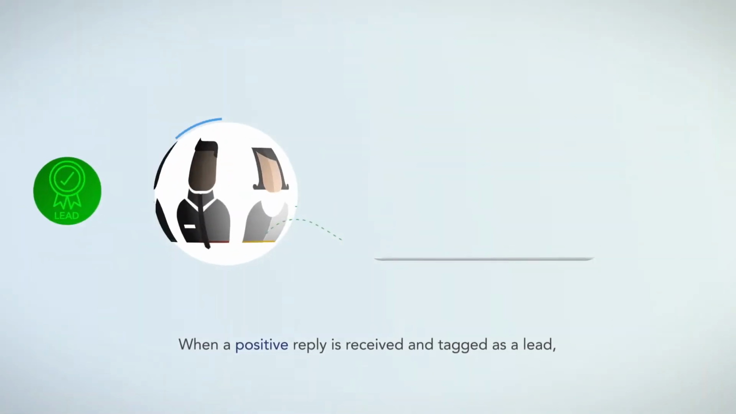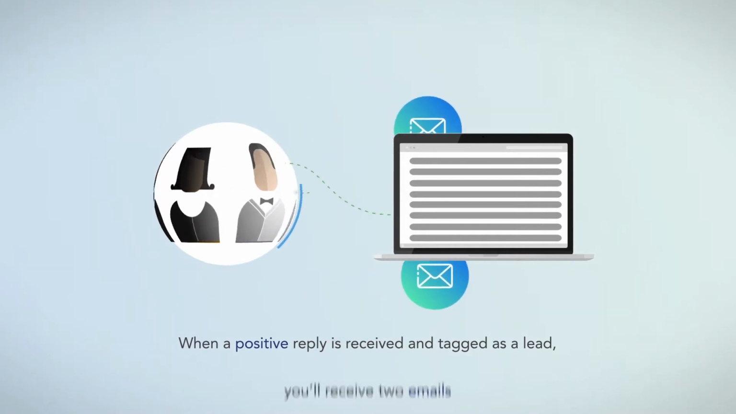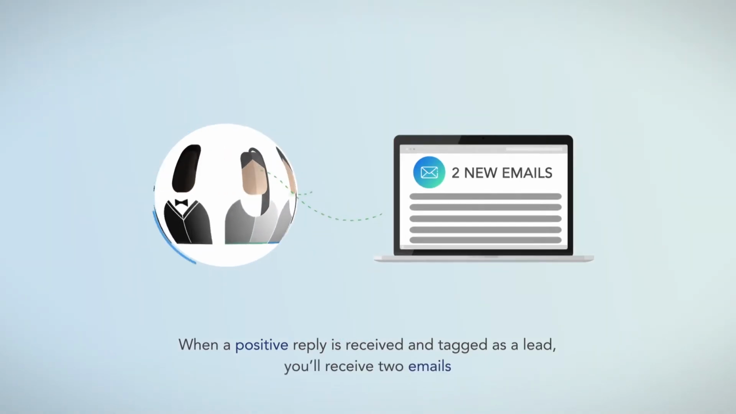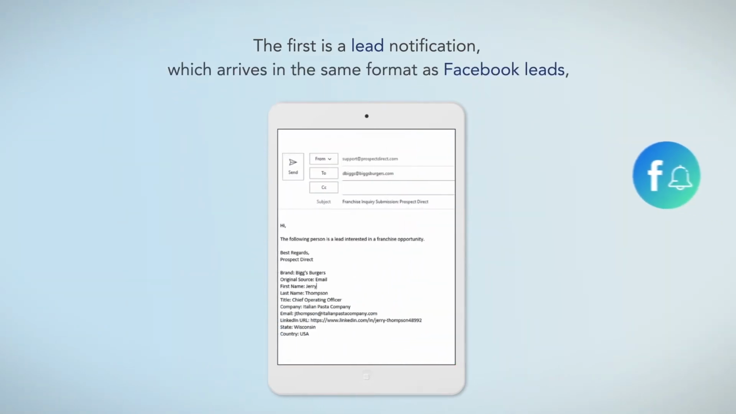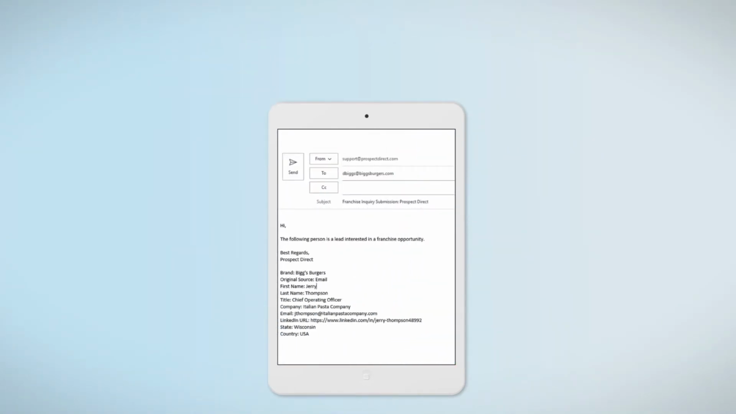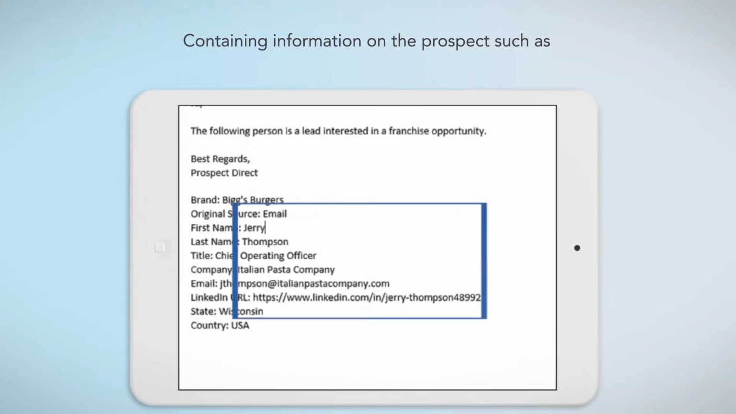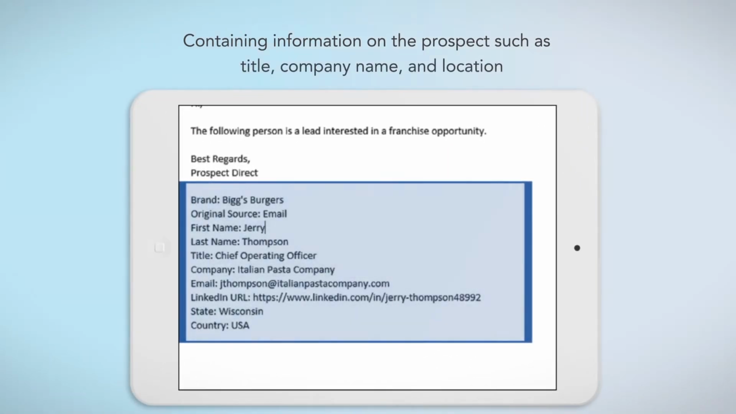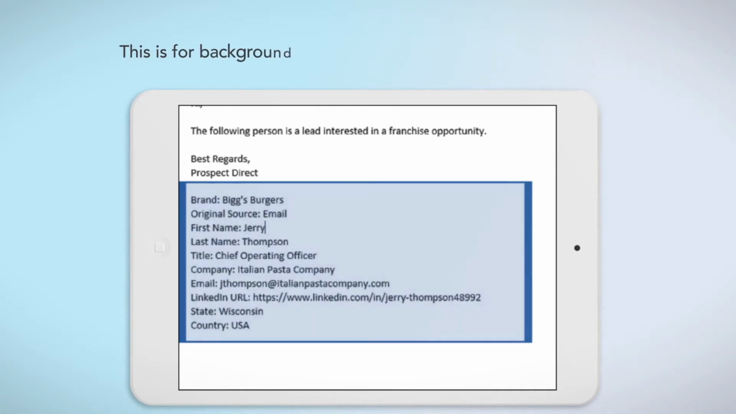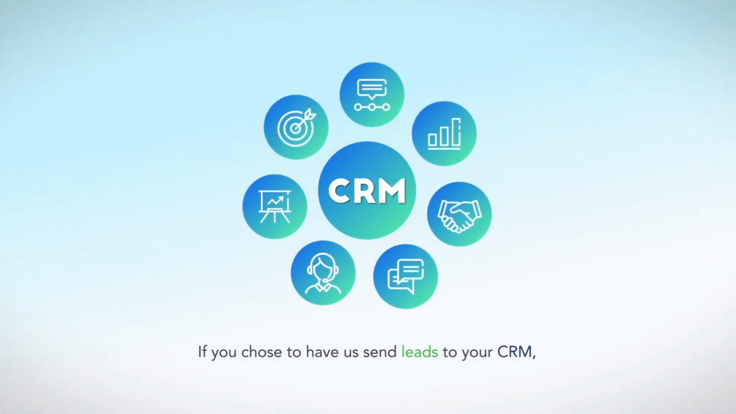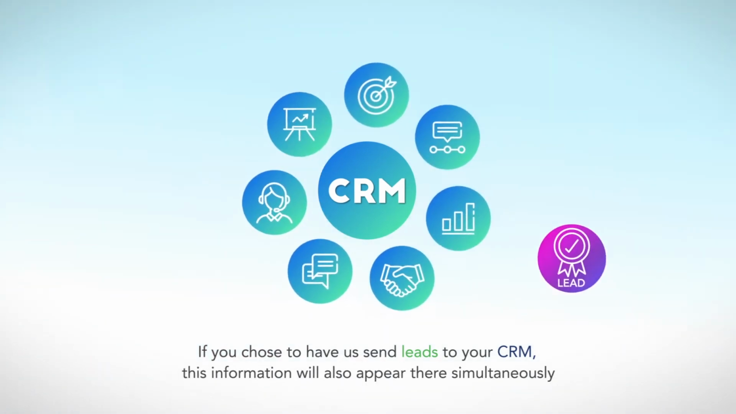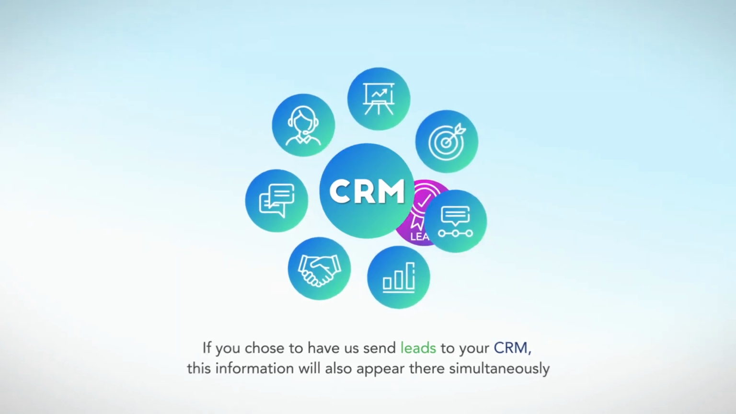When a positive reply is received and tagged as a lead, you'll receive two emails. The first is a lead notification, which arrives in the same format as Facebook leads, containing information on the prospect such as title, company name, and location. This is for background context only, so no action is needed here. If you choose to have us send leads to your CRM, this information will also appear there simultaneously.